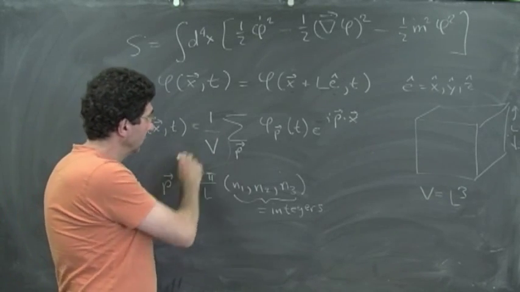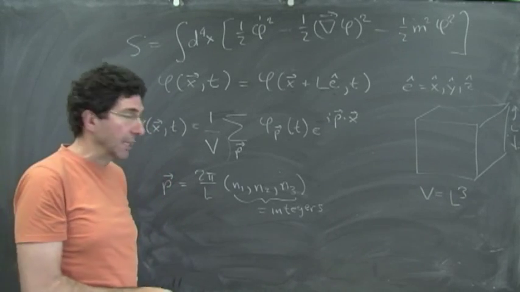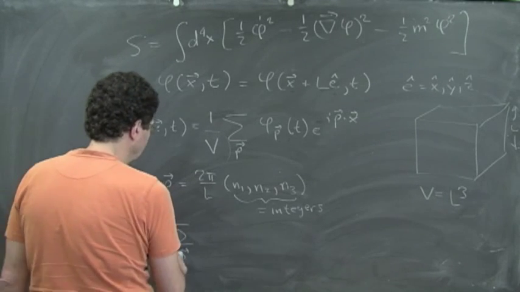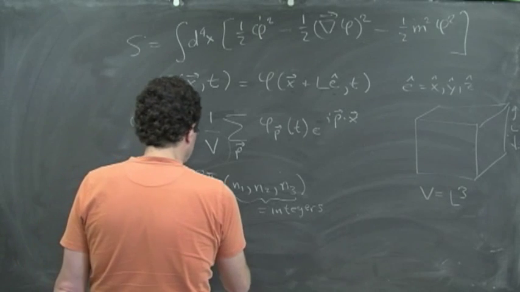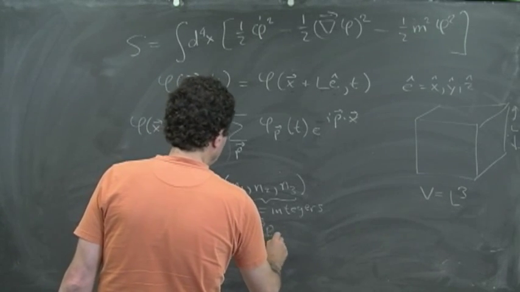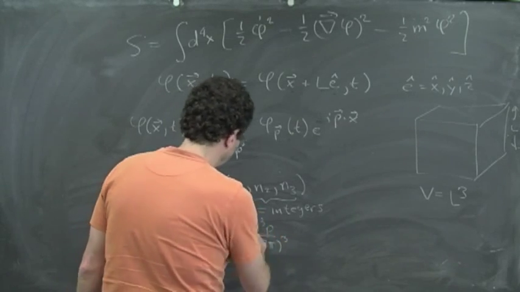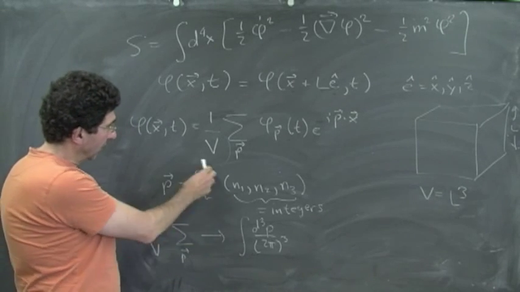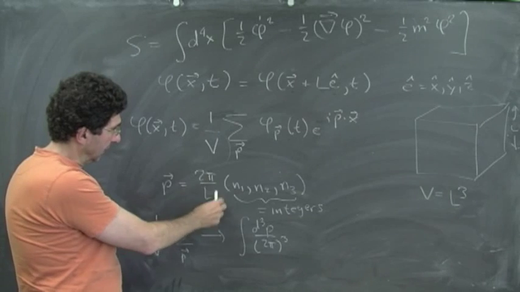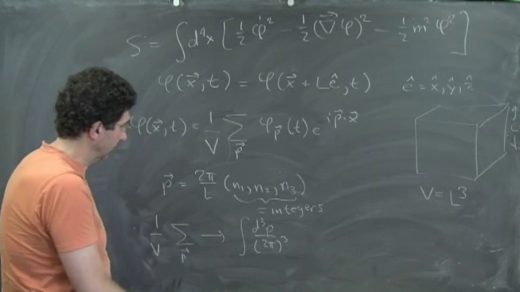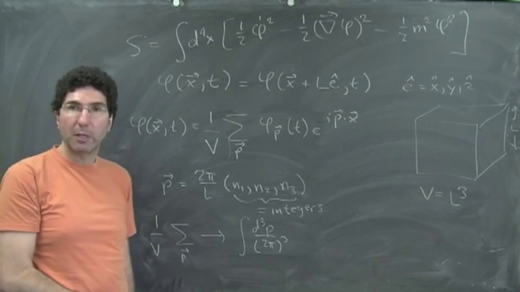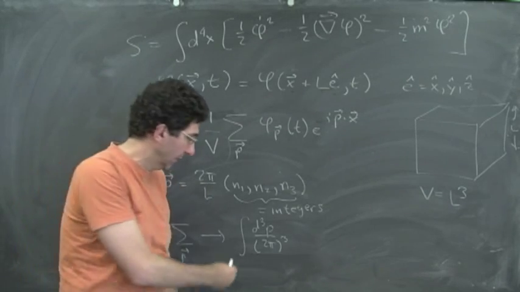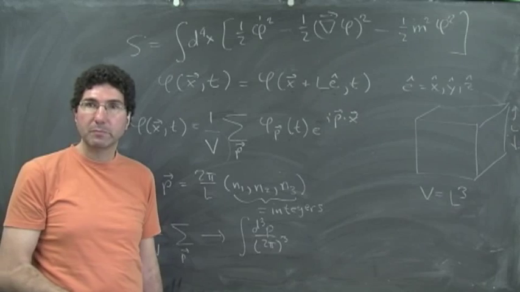And the reason that we've included this factor of 1 over volume here is that in the infinite volume limit, or the large L limit, this sum, 1 over V times the sum over momenta, just goes over to the integral d cubed p over 2 pi cubed, right? You can see where this comes from: the unit volume in momentum space is 2 pi over L, and you have to sum over all of them, okay?